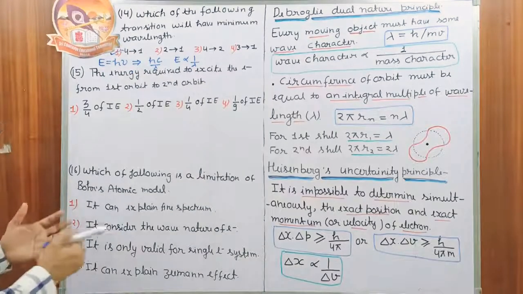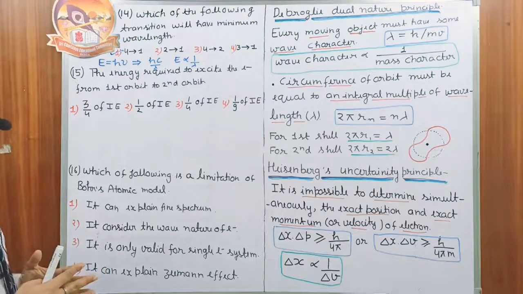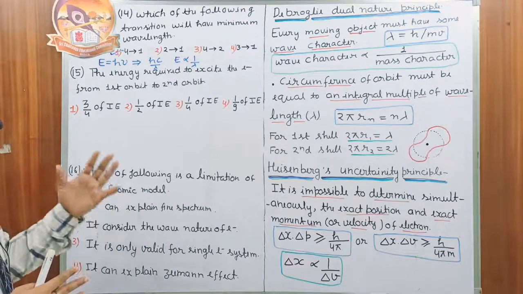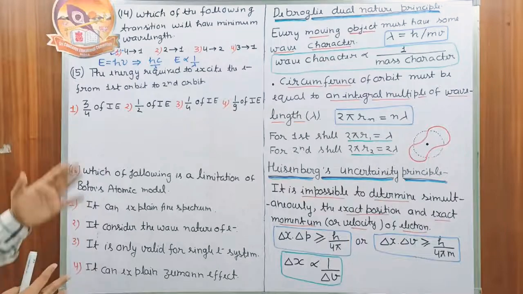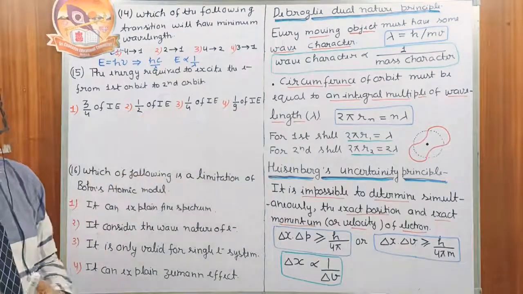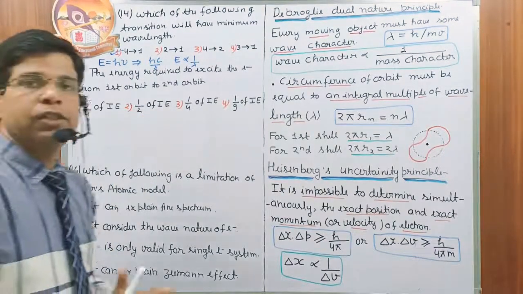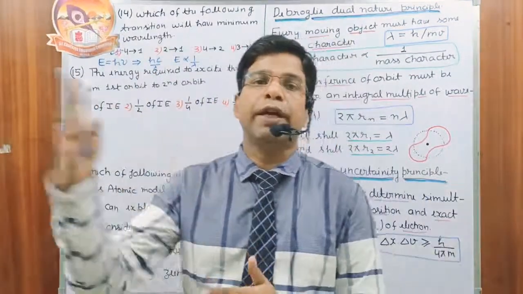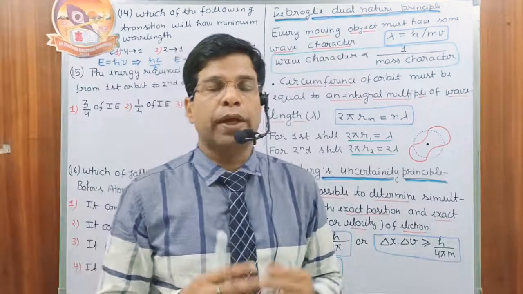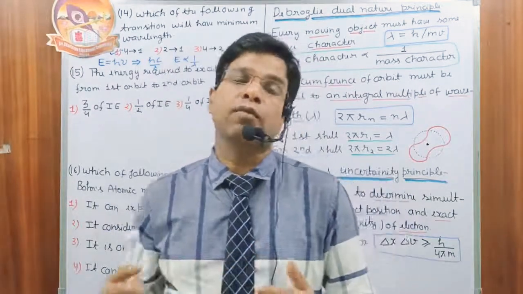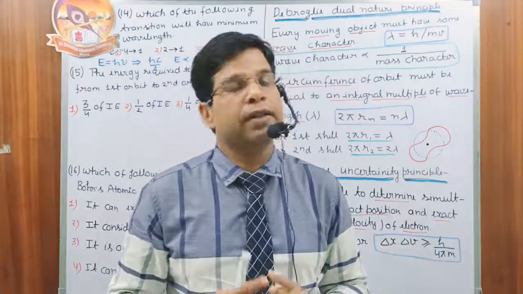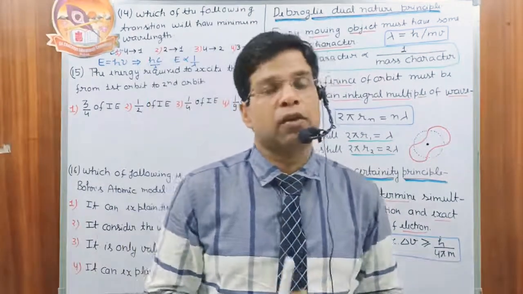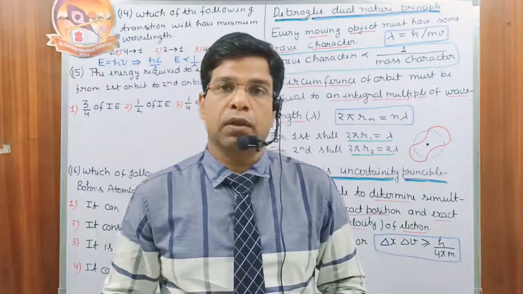Then question number 15: the energy required to excite the electron from the first orbit to the second orbit, in terms of the ionization energy. Look, ionization energy is the energy to send the electron from its original state to infinity. The electron becomes free from the force of attraction of the nucleus, and this electron is called the free electron. Energy of the free electron is always equal to 0.